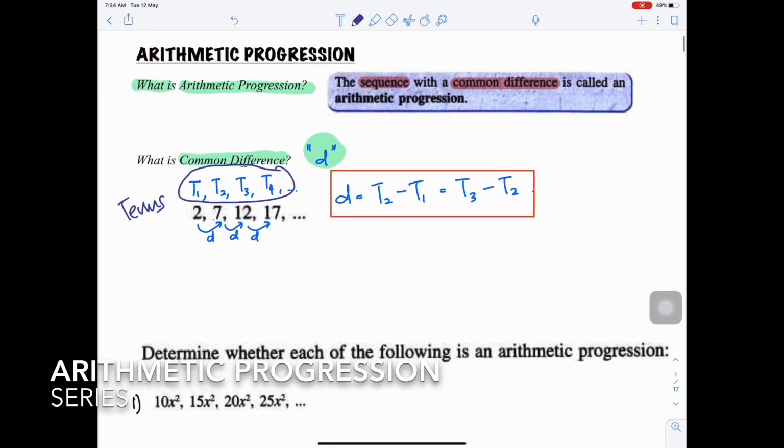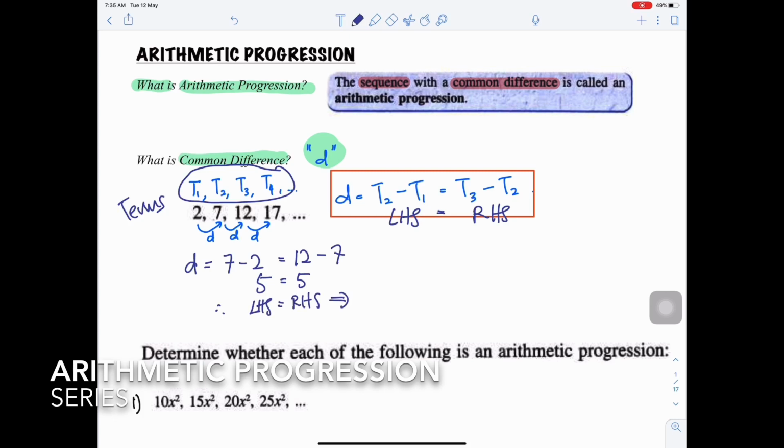Let's do the maths. How to determine D? Left hand side must equal right hand side. So T2 is 7 minus 2, is it equal to 12 minus 7? 12 is term 3. So we get 7 minus 2, which is 5, equals 12 minus 7, also 5. Therefore, left hand side equals right hand side.